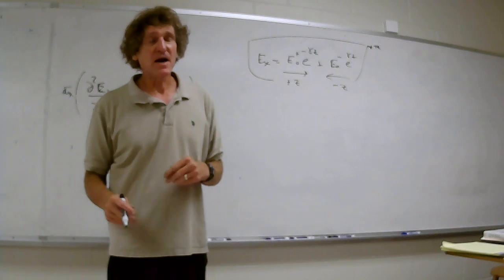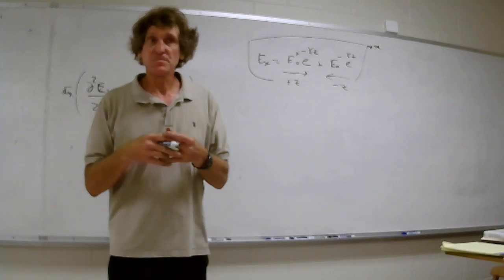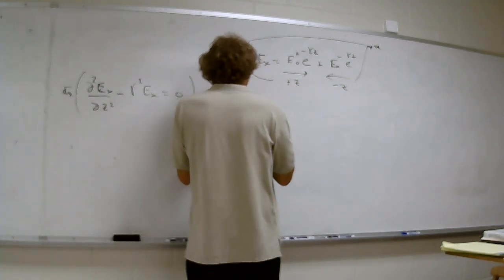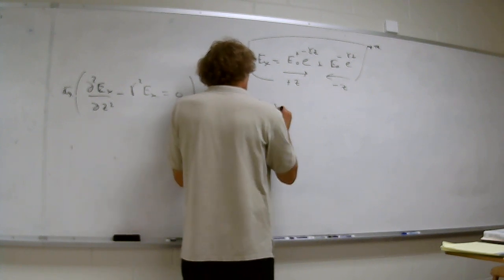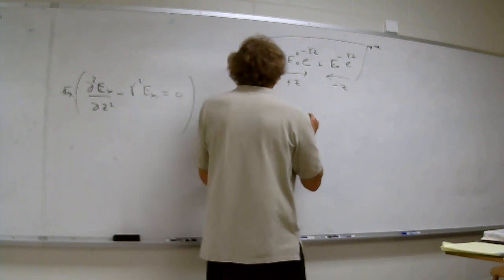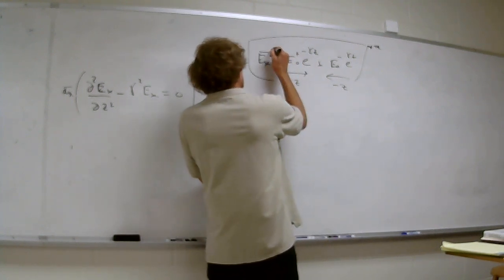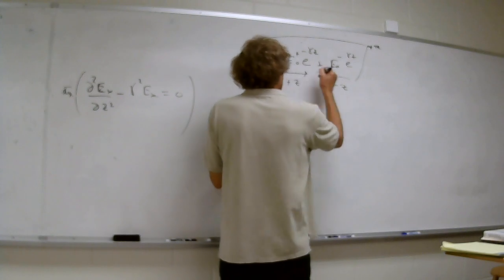If you wanted to find the time domain form of this, then you would say Ex as a function of z and t, and the time domain would be equal to the vector. This is actually a vector phasor, but don't worry about that.